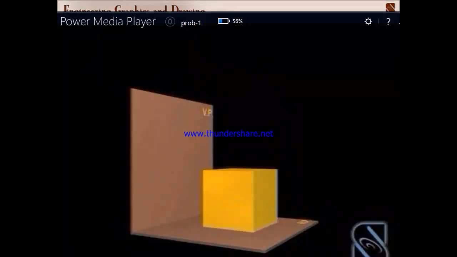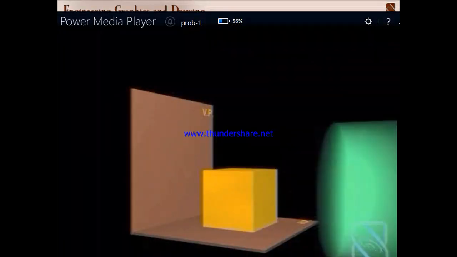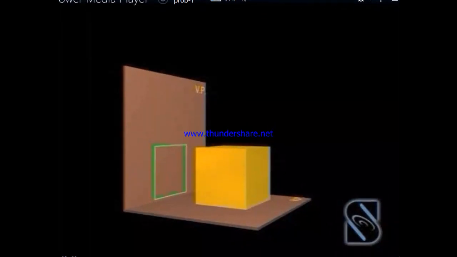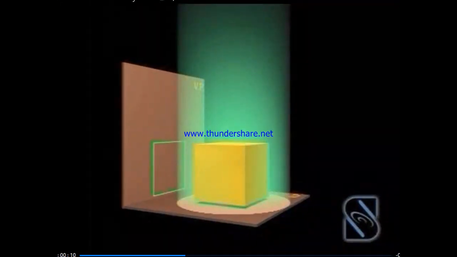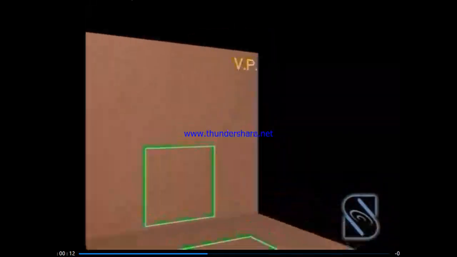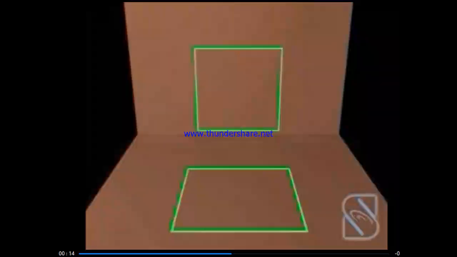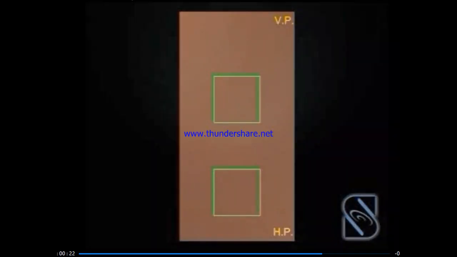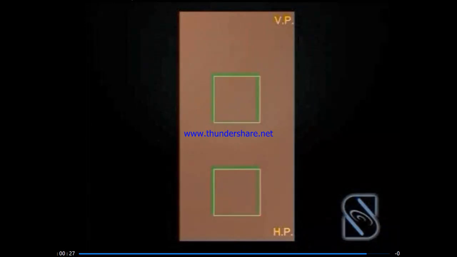Once again, position the cube in the first quadrant. Look at the cube from the front to obtain the front view as a square. Look at the cube from the top to obtain the top view as a square. Rotate the horizontal plane 90 degrees clockwise to get the projections. Now the required projections are obtained.